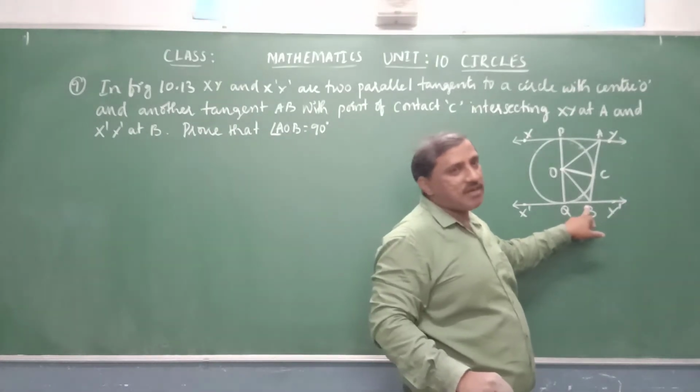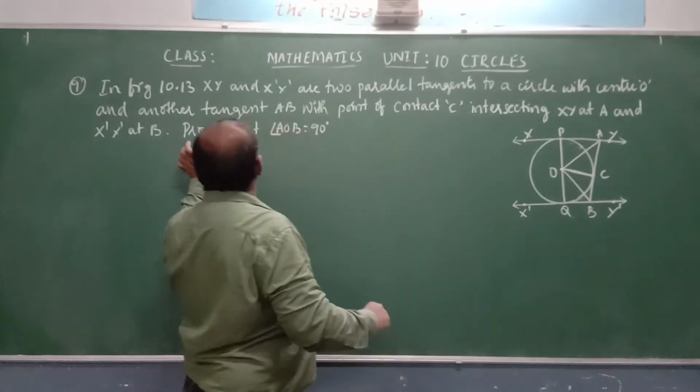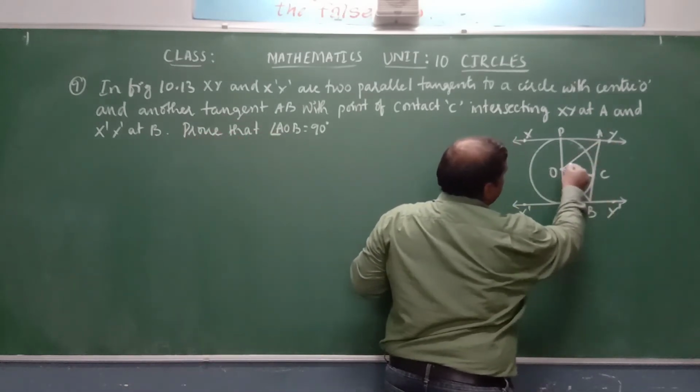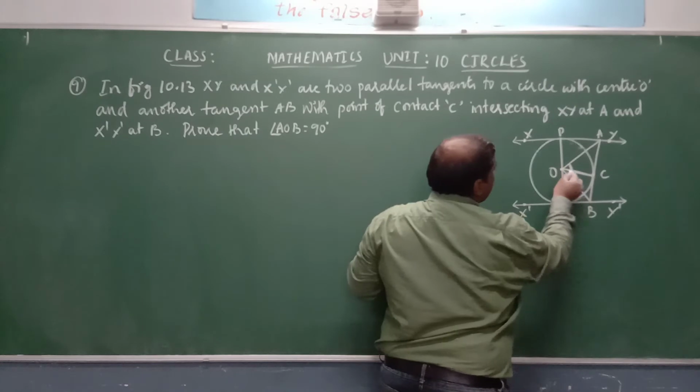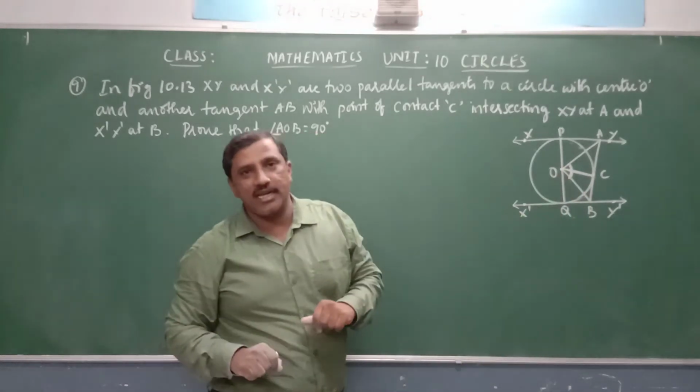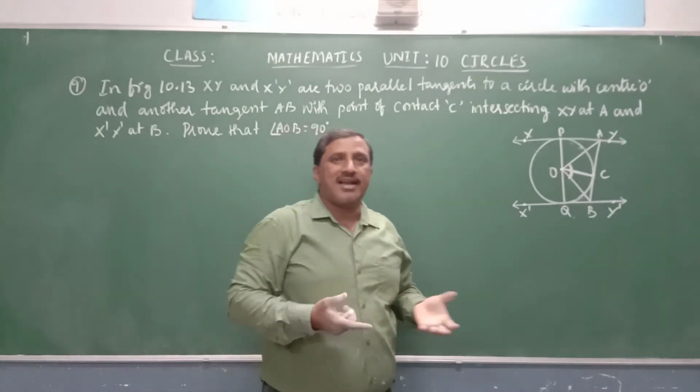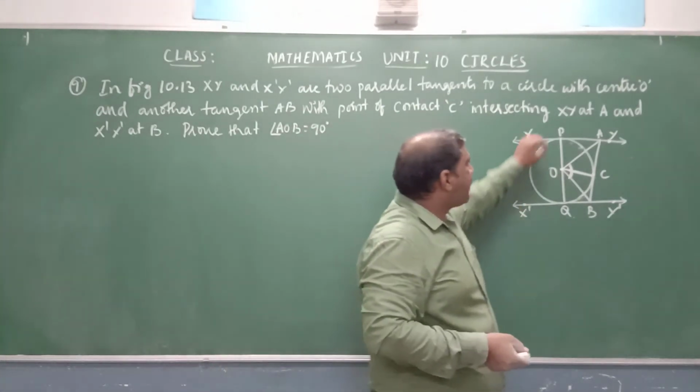X dash Y dash at point B. Prove that angle AOB is equal to 90 degrees, or it is a right angle. How do we prove this? Simple, by using the lengths of tangents, that is here.